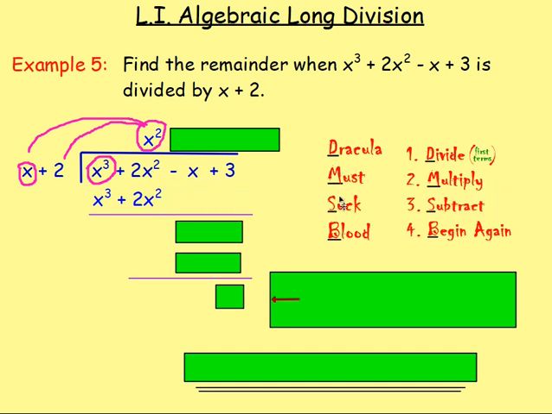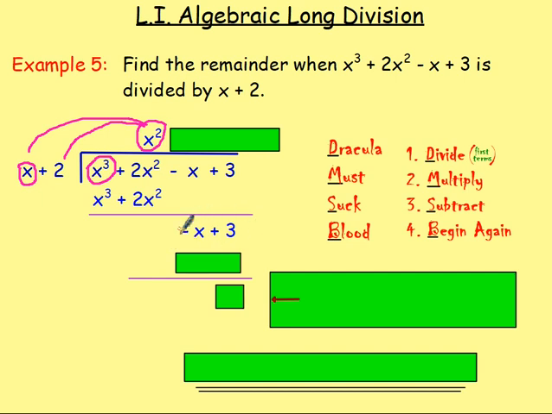After that, Dracula must suck. S for subtract. You've got two lines, every two lines, draw a line and then subtract. So x cubed take away x cubed will give you 0x cubed. 2x squared take away 2x squared gives you 0x squared. Negative x take away 0 is negative x, and 3 take away 0 is 3. Dracula must suck blood. We have subtracted, so now we begin again. Or do we? Well, let's have a look.